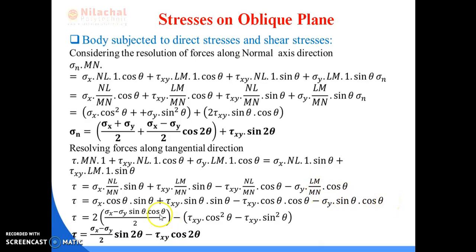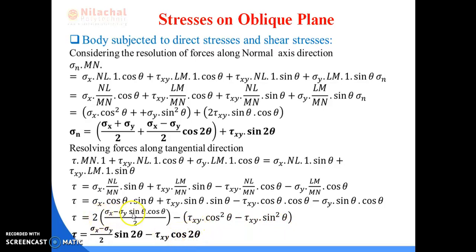So the next terms will be sigma x cos theta sin theta, tau xy sin square theta, tau xy cos square theta, minus sigma y sin theta cos theta. Now take the terms as tau xy one term, sigma x and sigma y one term. We have sigma x cos theta sin theta minus sigma y sin theta cos theta. Minus tau xy will be common, cos square theta minus sin square theta. We have cos square theta minus sin square theta equal to cos 2 theta. So tau xy cos 2 theta.